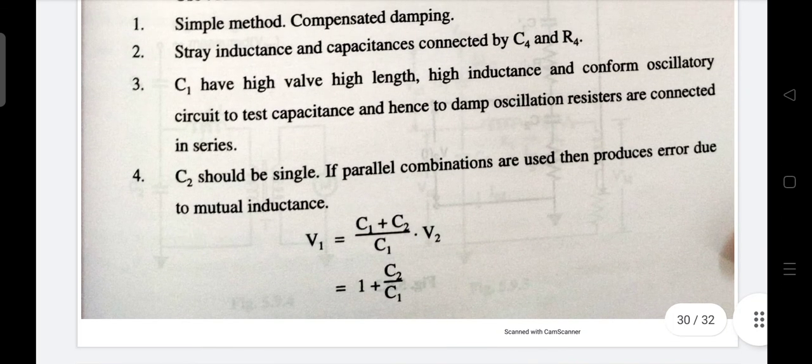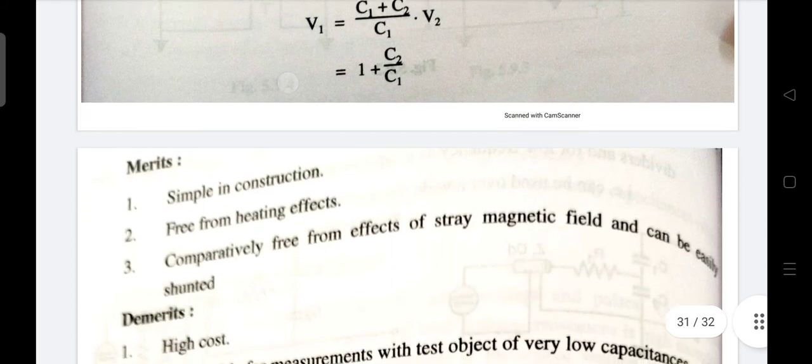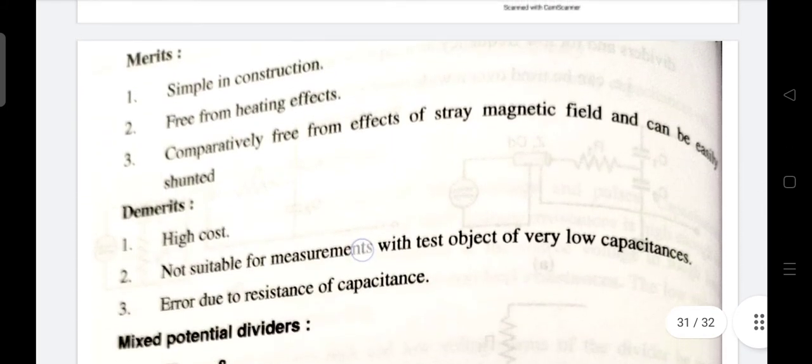So it is simple in construction, free from heating effects and comparatively free from the effect of stray magnetic fields, and can be easily shunted. The demerits of this type are that they are very high cost, not suitable for measurement with a test object of very low capacitance, and there is error due to resistance of the capacitance.